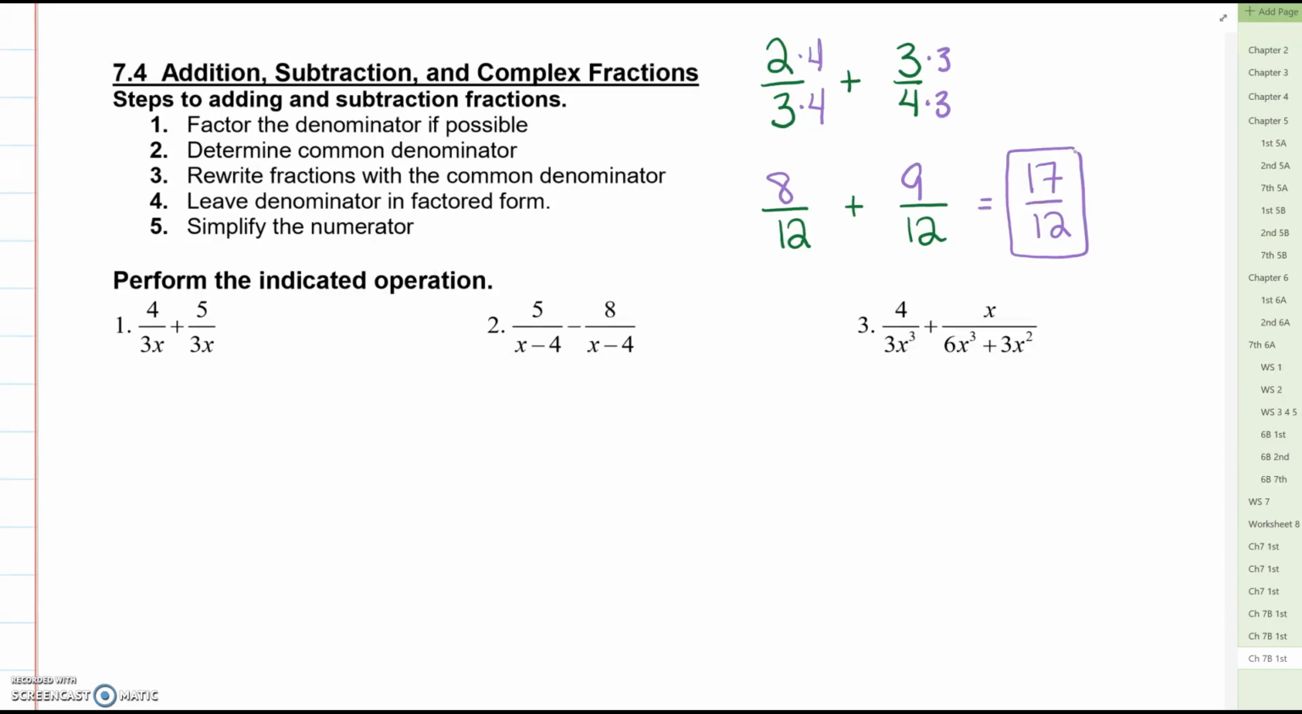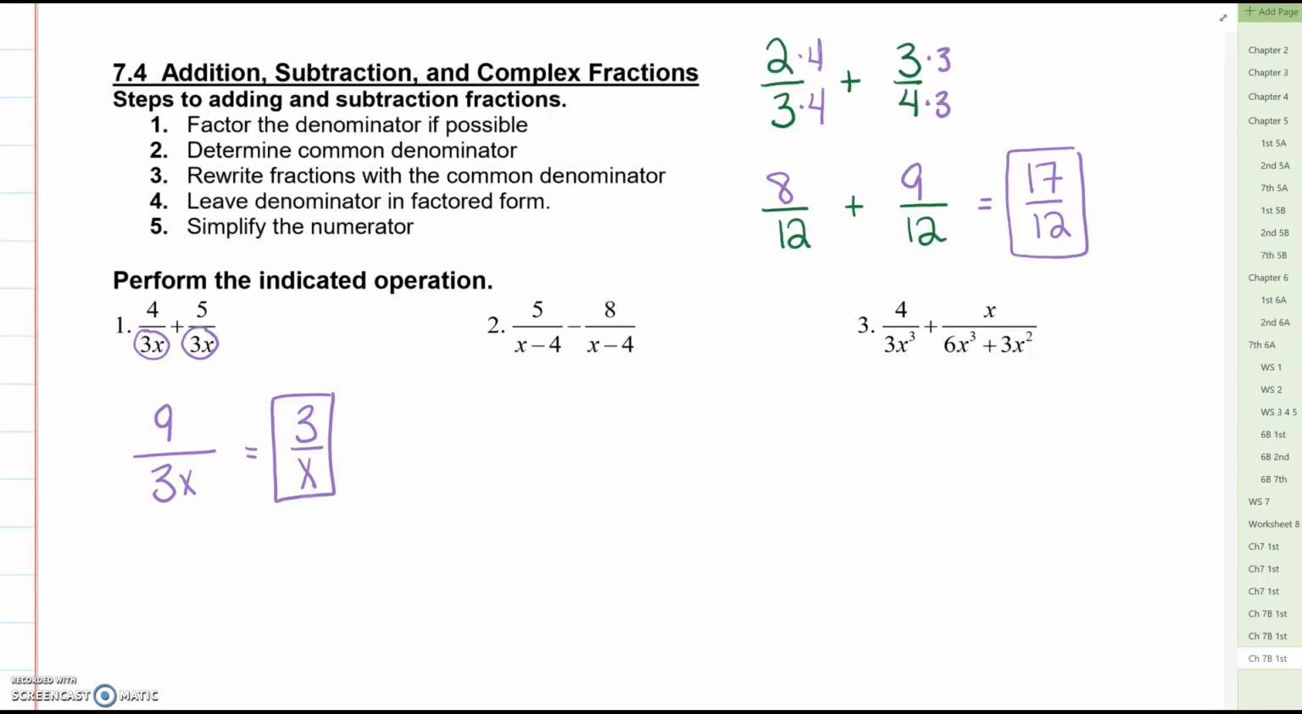So, first thing is, to add fractions, the denominators must be the same. So take a look at number 1. Are the denominators the same? Yes. So the bottom of the answer is going to be 3x. You would then add the tops. 4 plus 5 is 9. Now, take a moment and look at that. Could we simplify that further? Yeah. 9 divided by 3 is 3. So our final answer is 3/x.